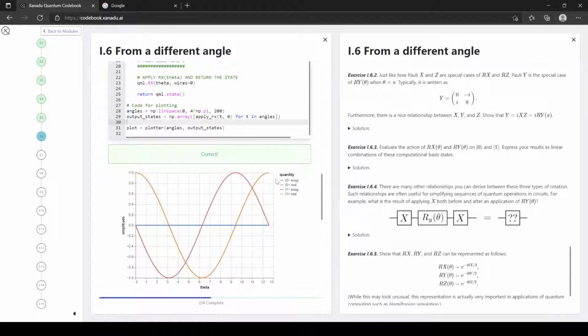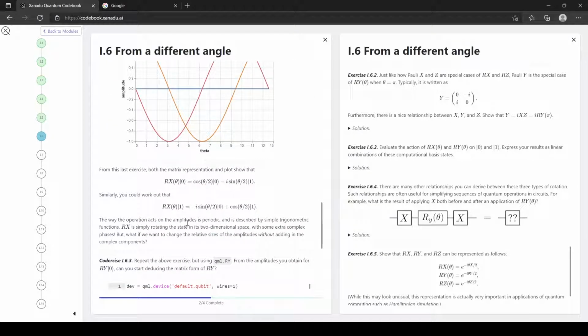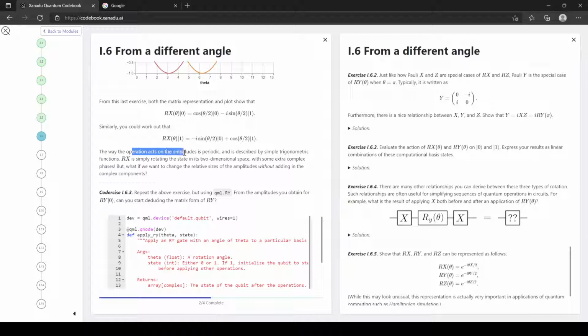So you can see how this has a sort of trigonometric, sinusoidal representation. And this is just explicitly quantifying this. It's periodic.